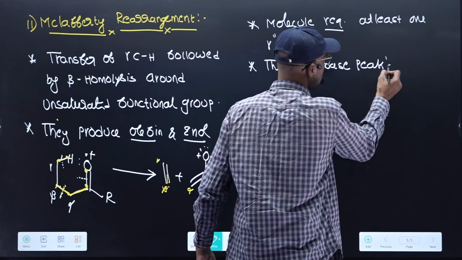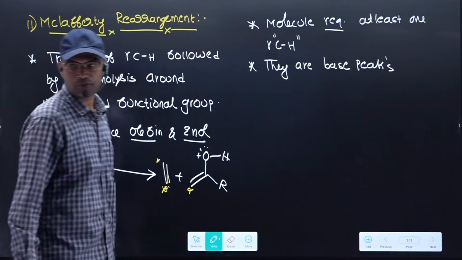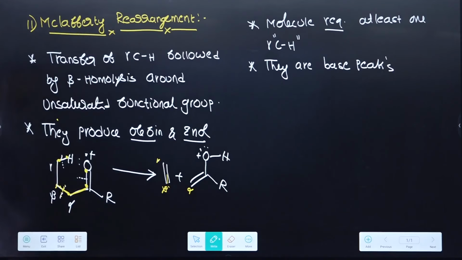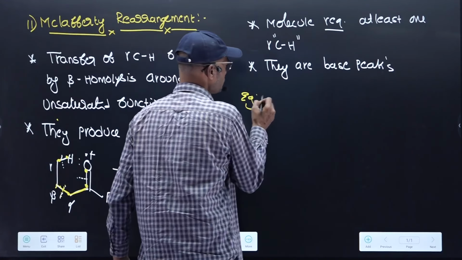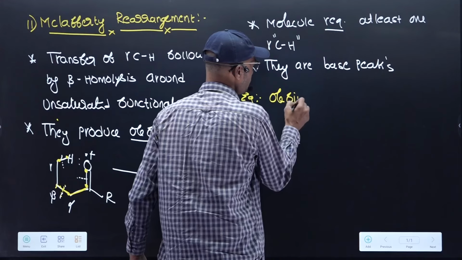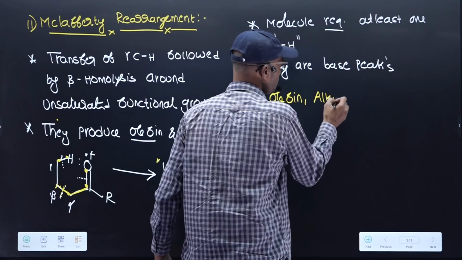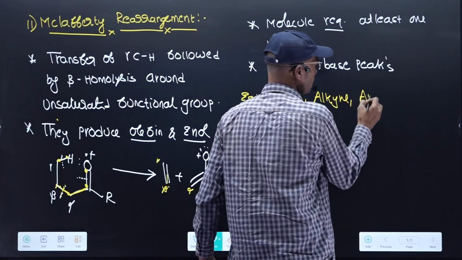McLafferty rearrangement fragmentations are base peaks in most of the functional groups. Which molecule will give McLafferty fragmentation? You may expect an olefin. Then we can also take a triple bond, alkyne, and aromatic hydrocarbons.